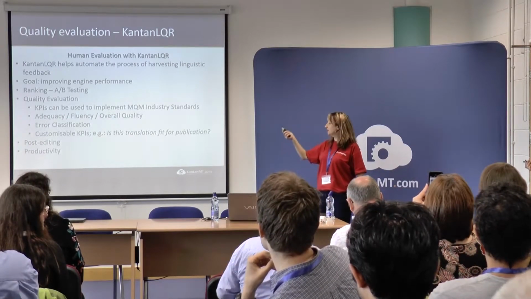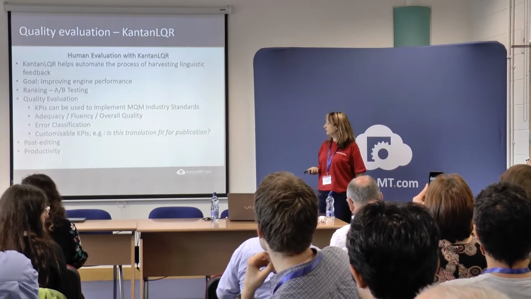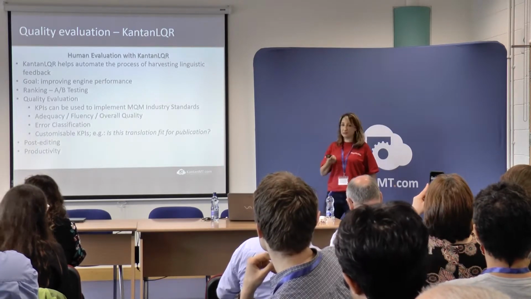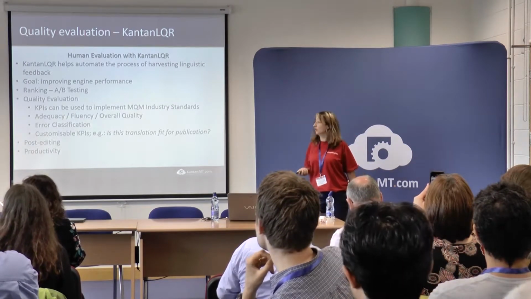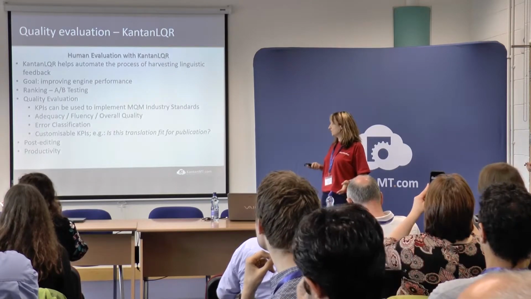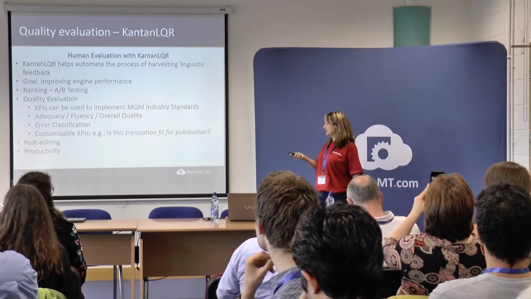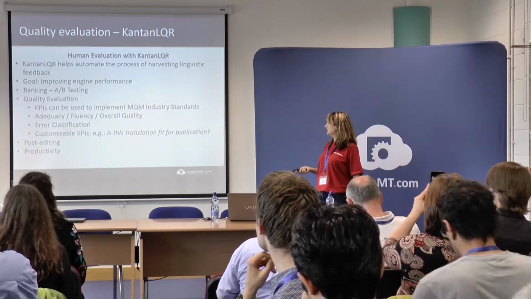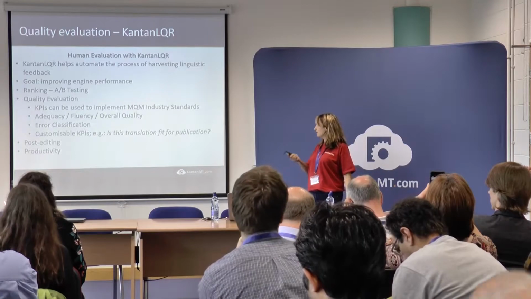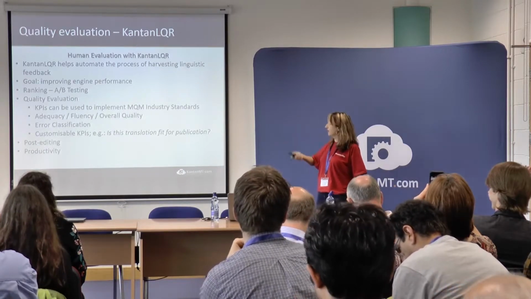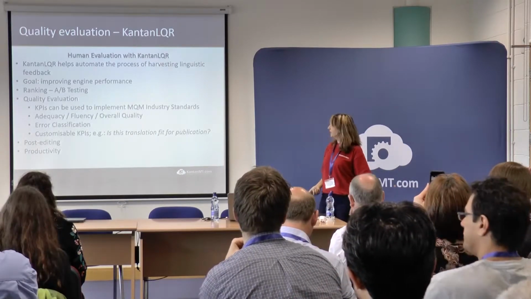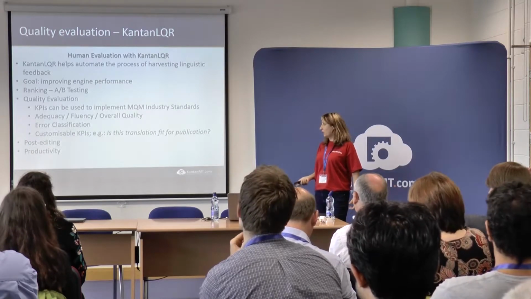As I said, there are different types of projects that we do. One of them is ranking, A/B testing, which is what we will try to do later on here. The other one is a straightforward quality evaluation. Some of the KPIs that can be used are adequacy, fluency, overall quality, and error classification, with the whole list of errors.